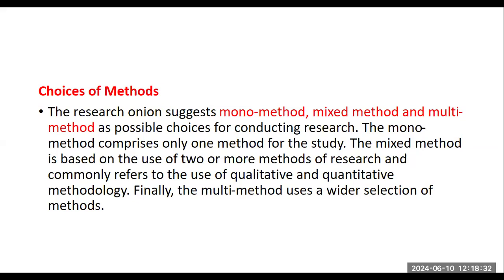So when they use this kind of mono method, the benefits are that it is simple and easy to manage, cost effective, and gives clear and straightforward results. But on the other hand, there may be some limitations, because when they are using one method, there may be limited scope and depth in the analysis, and sometimes a potential for bias. If the chosen method is not appropriate, there may be a bias. So that's why some researchers use the mixed method.